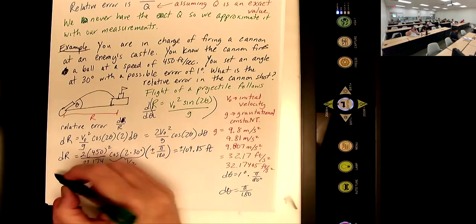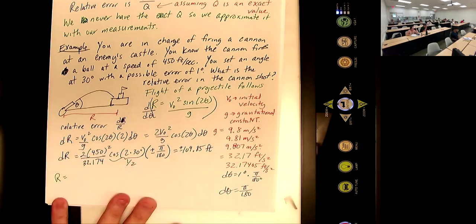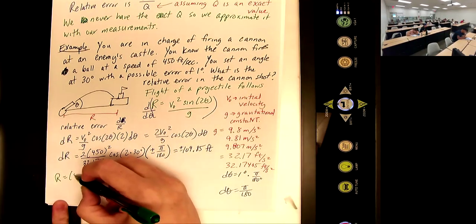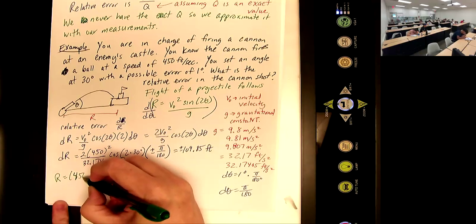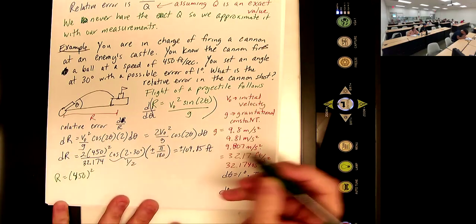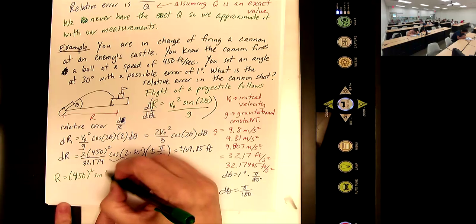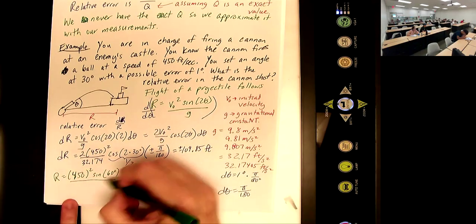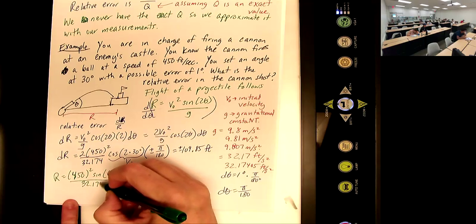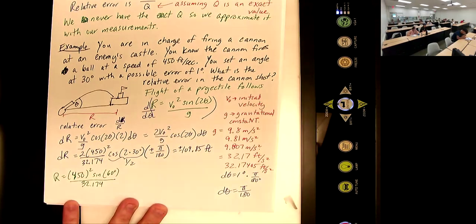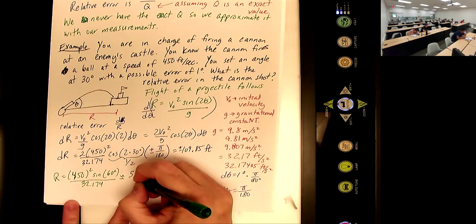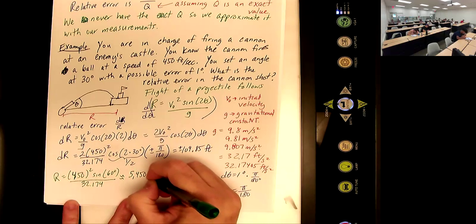Alright, we need R. R is just plugging into the initial formula though. We got 450 squared, sine of 2 times 30, or sine of 60 degrees, over 32.174. And that's about 5,450.67 feet.